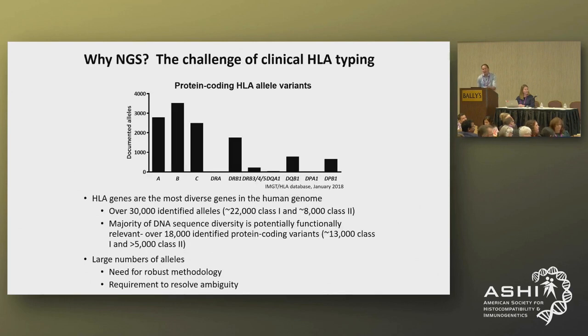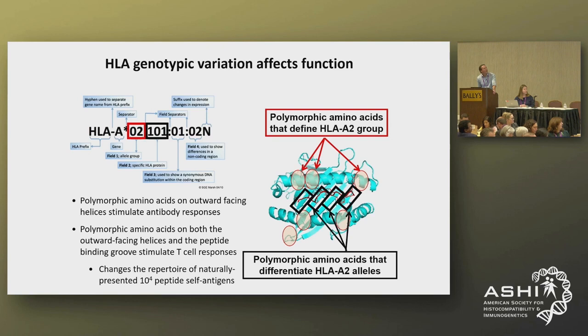So why NGS? Everyone will see some version of this slide a million times this week: HLA genes are the most diverse genes in the human genome. There are over 30,000 identified alleles. The majority of the sequence diversity is potentially functionally relevant for stimulating the immune system. There are over 18,000 protein coding variants. This huge amount of genetic variation means we need a genotyping technology that lets us distinguish the wide array of possible alleles, in a robust method where we're confident in the answer that we get and that eliminates or minimizes ambiguity. So again, this amount of variation is actually pretty important.